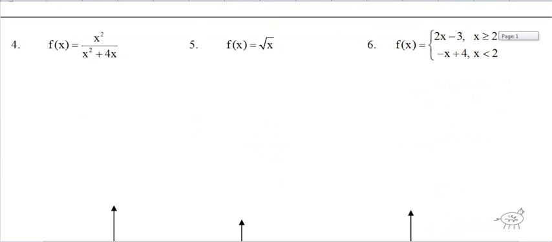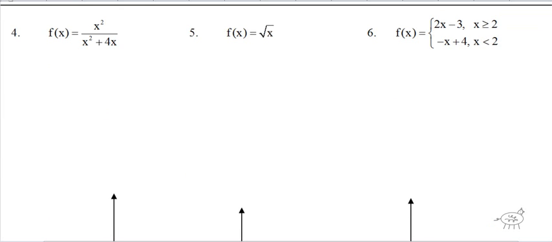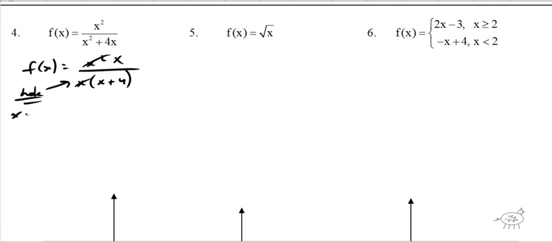Okay, so let's go on to number 4. We get another rational function. First thing you're going to do is what? Factor. Got to remember that. Oh, I cannot stress it enough. So I get f of x equals x squared over x times x plus 4. So I'm going to cancel that out. It's just become an x. What happens? I just cancel something out. What do you have to do? That's a hole. Okay, actually a hole at x equals 0. Okay, so your new function is just f of x equals x over x plus 4.